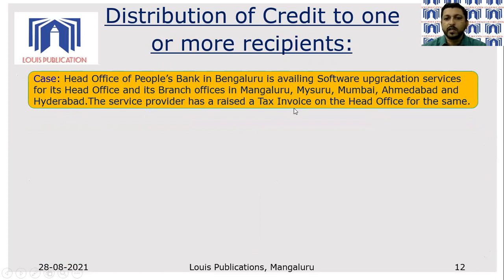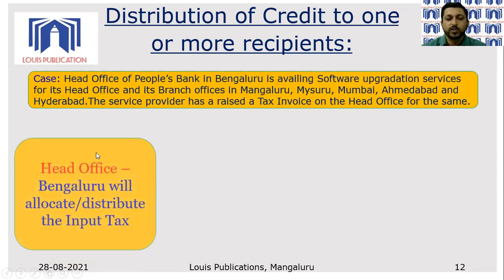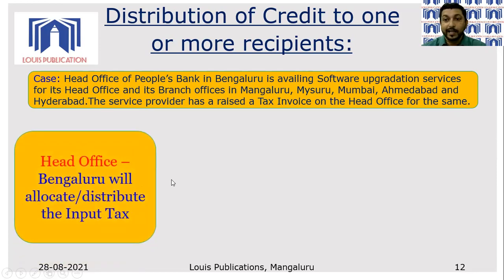The service provider raised a tax invoice on the head office for the same. So head office alone is going to pay the bill including GST. But since the services are also availed by the branch offices in Mangaluru, Mysuru, Mumbai, Ahmedabad, and Hyderabad, this input tax must be distributed. How will it be distributed? We will understand that now. Very, very important. So head office Bengaluru will allocate or distribute the input tax.